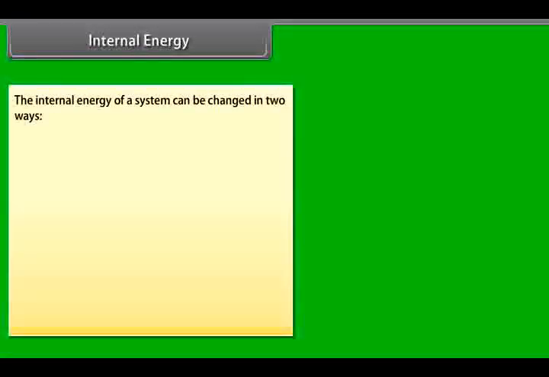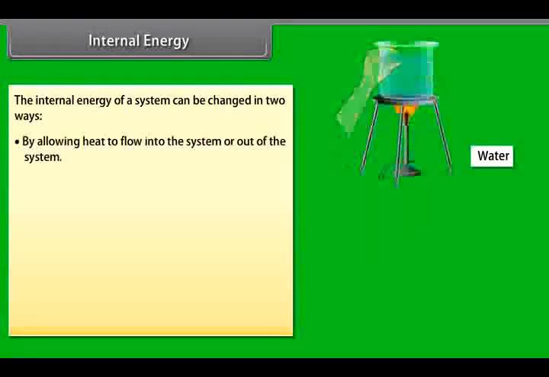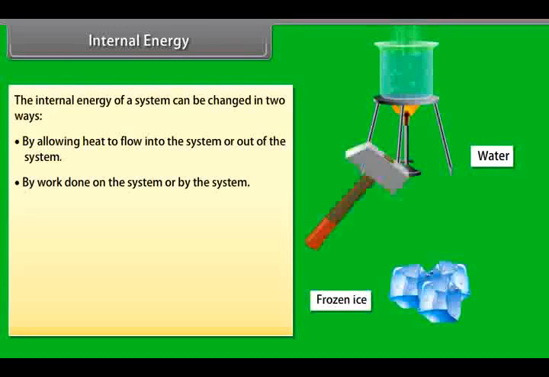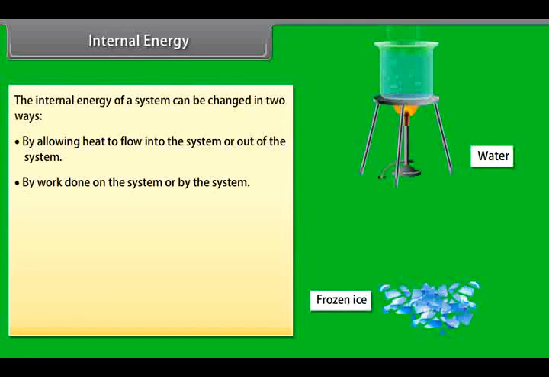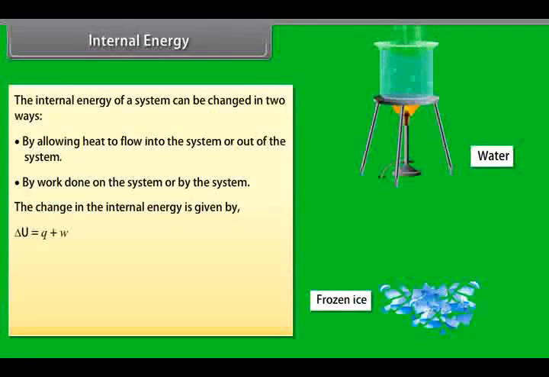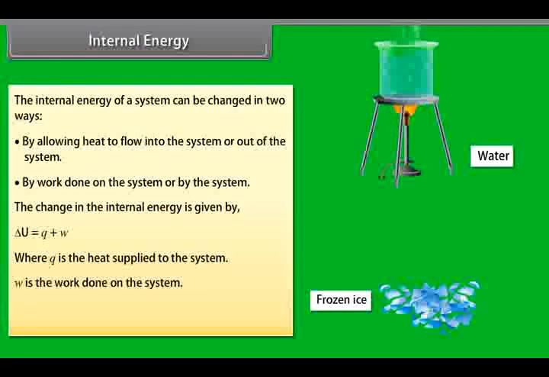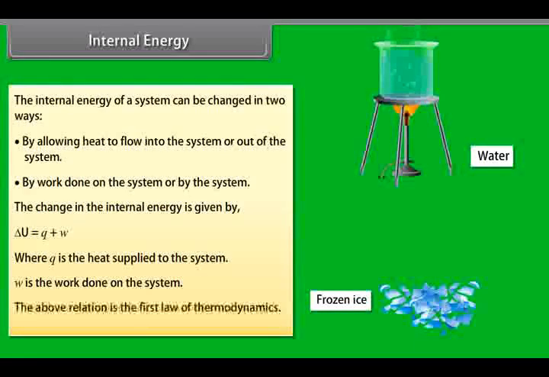The internal energy of a system can be changed in two ways: by allowing heat to flow into the system or out of the system, or by work done on the system or by the system. The change in the internal energy is given by delta U equals Q plus W, where Q is the heat supplied to the system and W is the work done on the system. The above relation is the first law of thermodynamics.